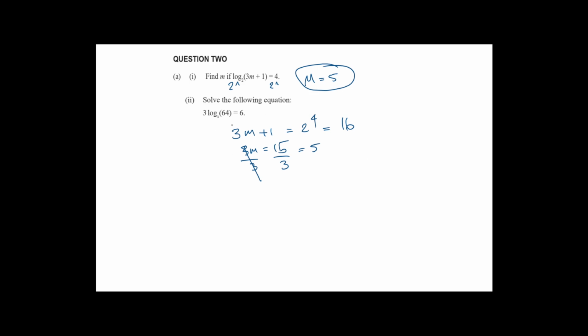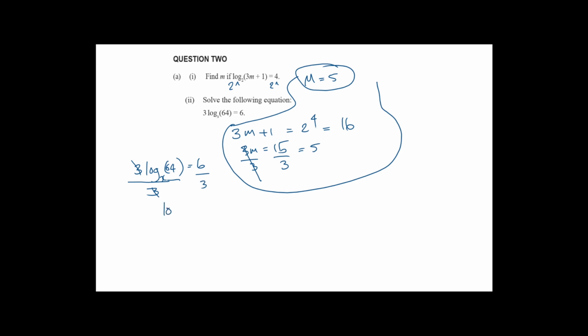So solve the following equation. Let's just circle this off so it's in its own space. Solve the following. Okay, so 3 log base x of 64 equals 6. Now let's divide both sides by 3. So log base x of 64 equals 2.